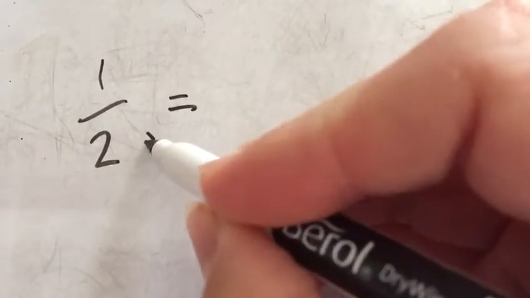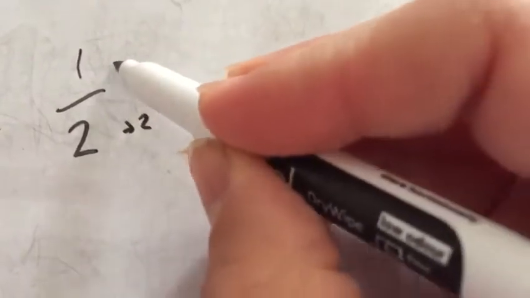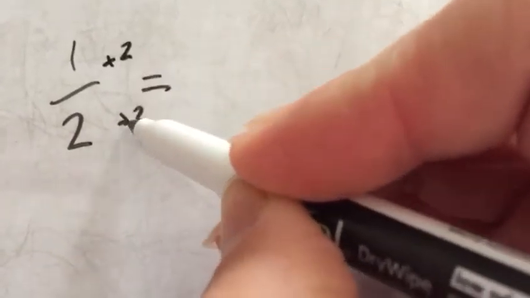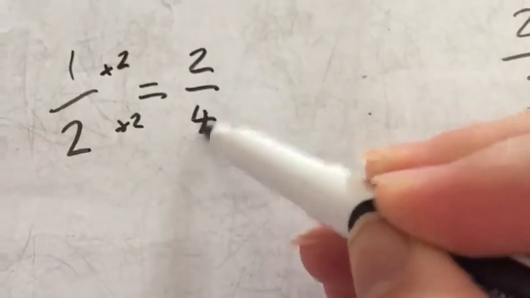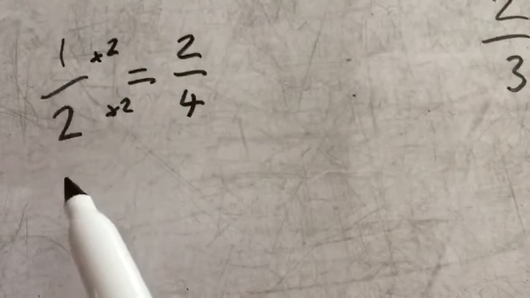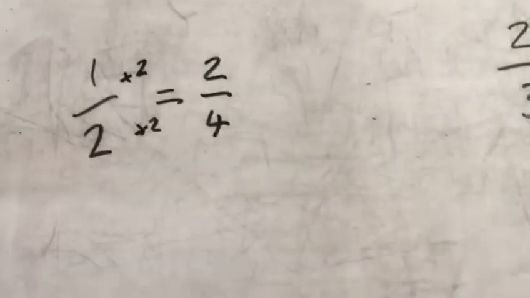So I'm just going to start off by using my 2 times table and timesing my numerator and denominator both by 2. Now, if I times 1 by 2, that is 2, and if I times 2 by 2, that is 4. So I can see quite clearly that my half is the same as 2 quarters.